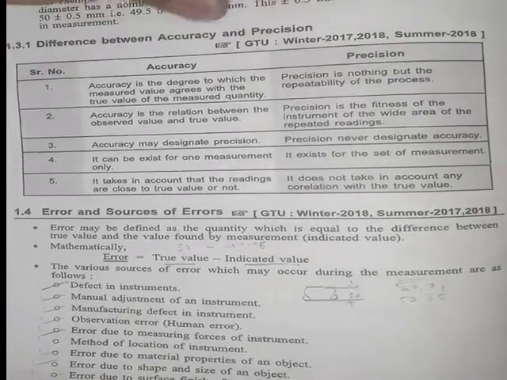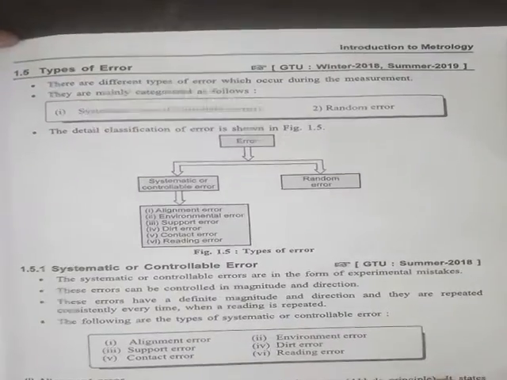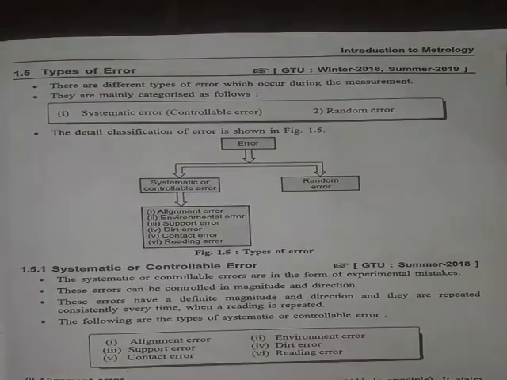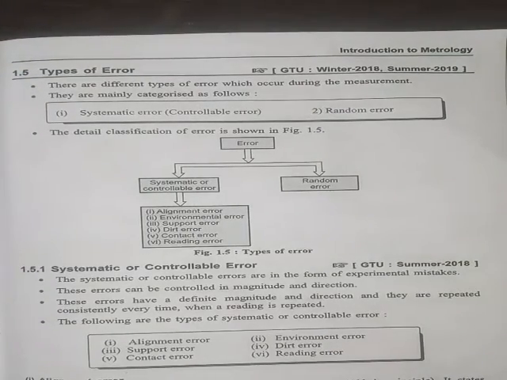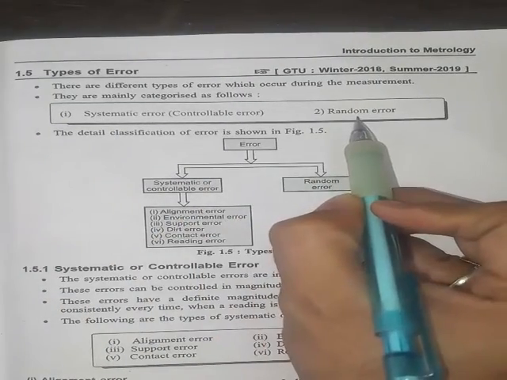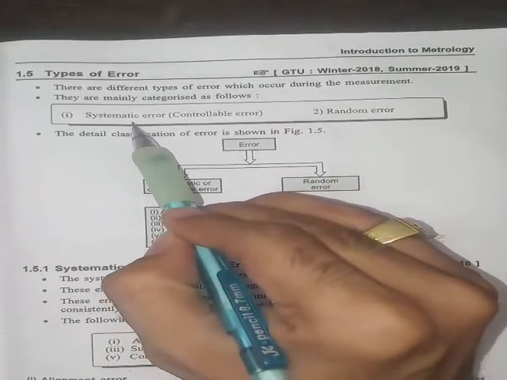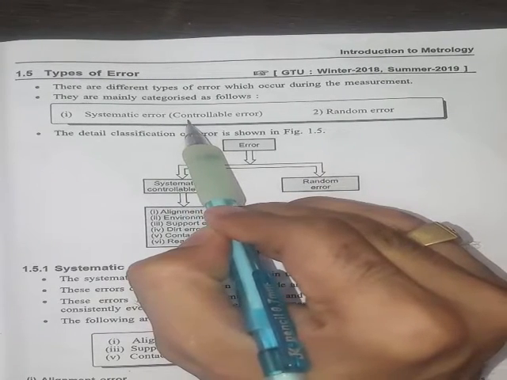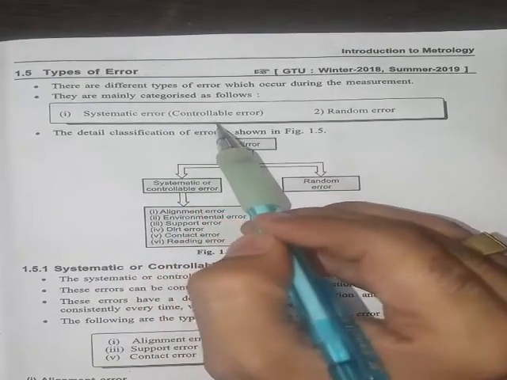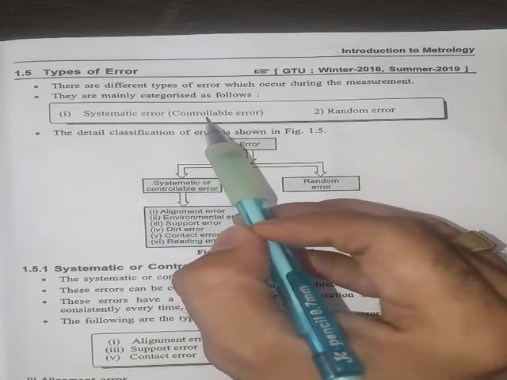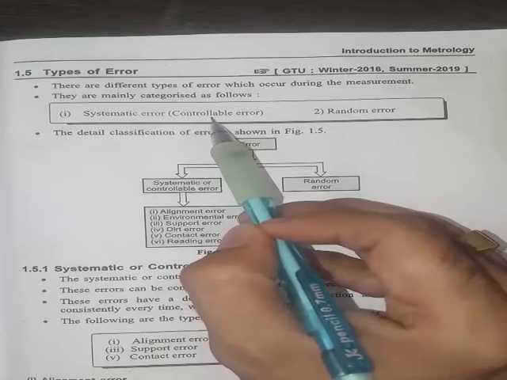Now next is types of error. There are two types of error: systematic error and random error. Systematic error we can also say is a controllable error. Why controllable? Because by taking care of a few things, we can reduce the error. That's why it is called controllable error.